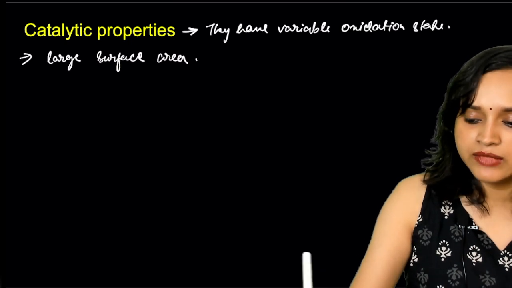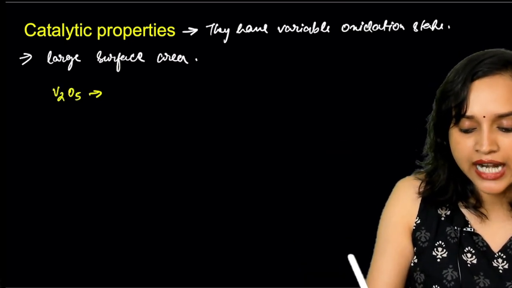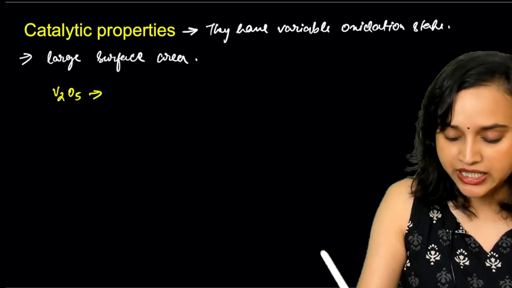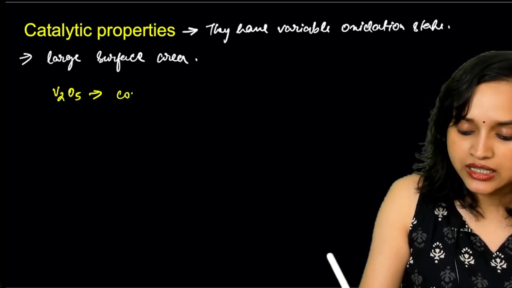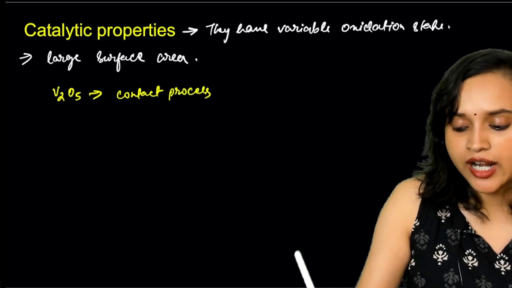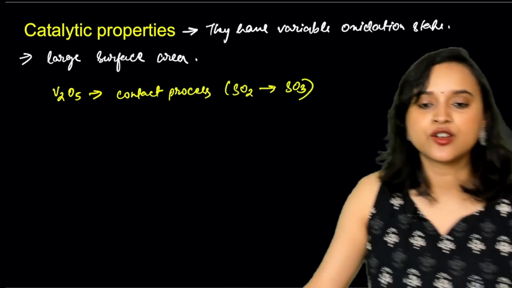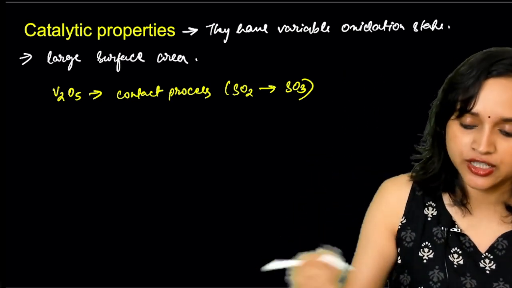So let me give you some examples. Yes, you must have heard about V2O5, vanadium pentoxide. Where is vanadium pentoxide used? It is used in the contact process. In the case of the contact process, you take sulfur dioxide and try and convert it to SO3. Is that right, everyone? Absolutely.